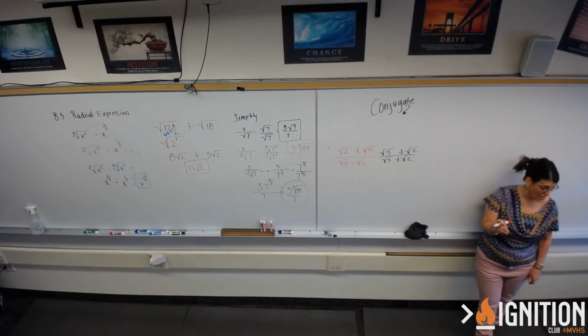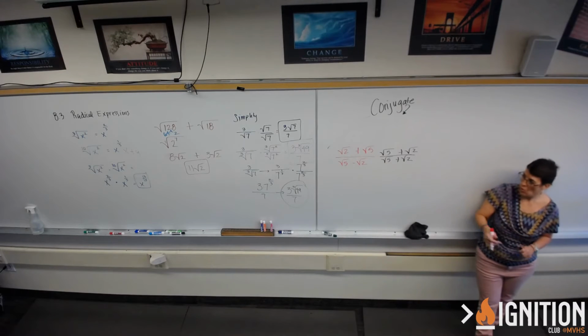Well, you know, sometimes I have to refresh your memory to distribute, combine like terms, blah, blah. No radicals should be left in the denominator. If you have a radical left, you either multiplied by the wrong thing or you did your distributing incorrectly. That's the whole point of this conjugate.